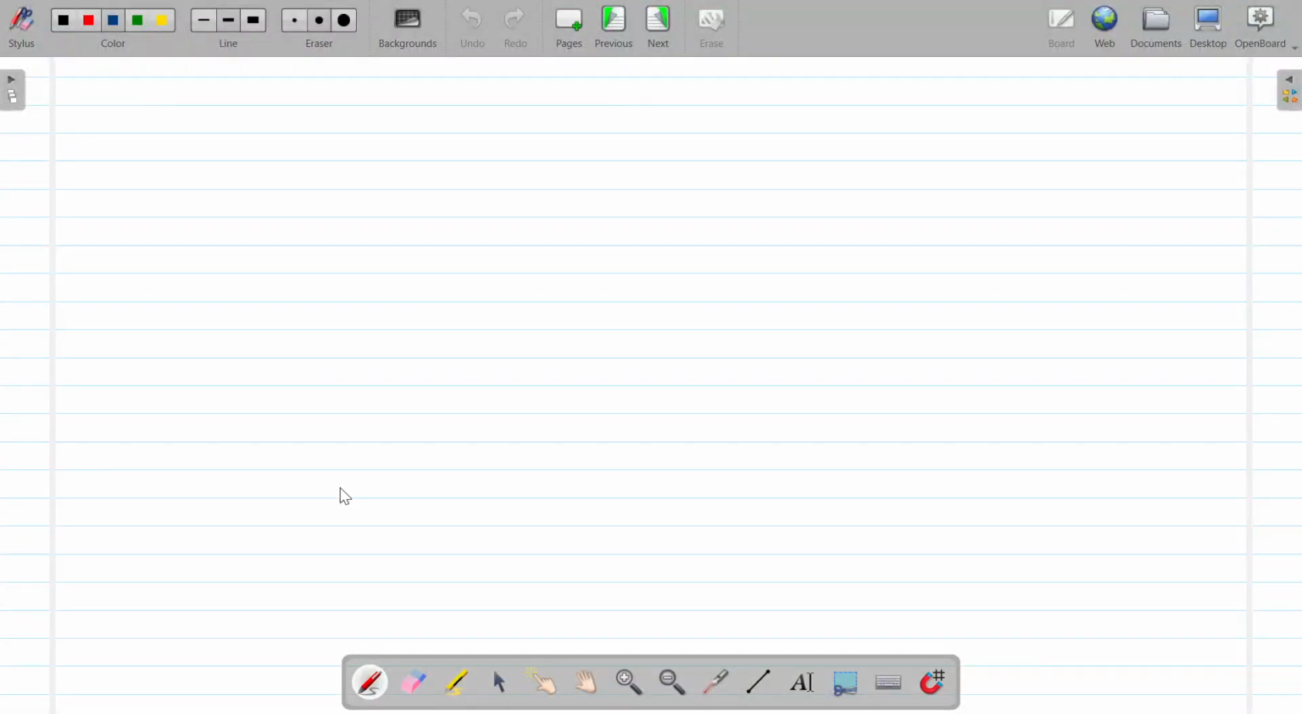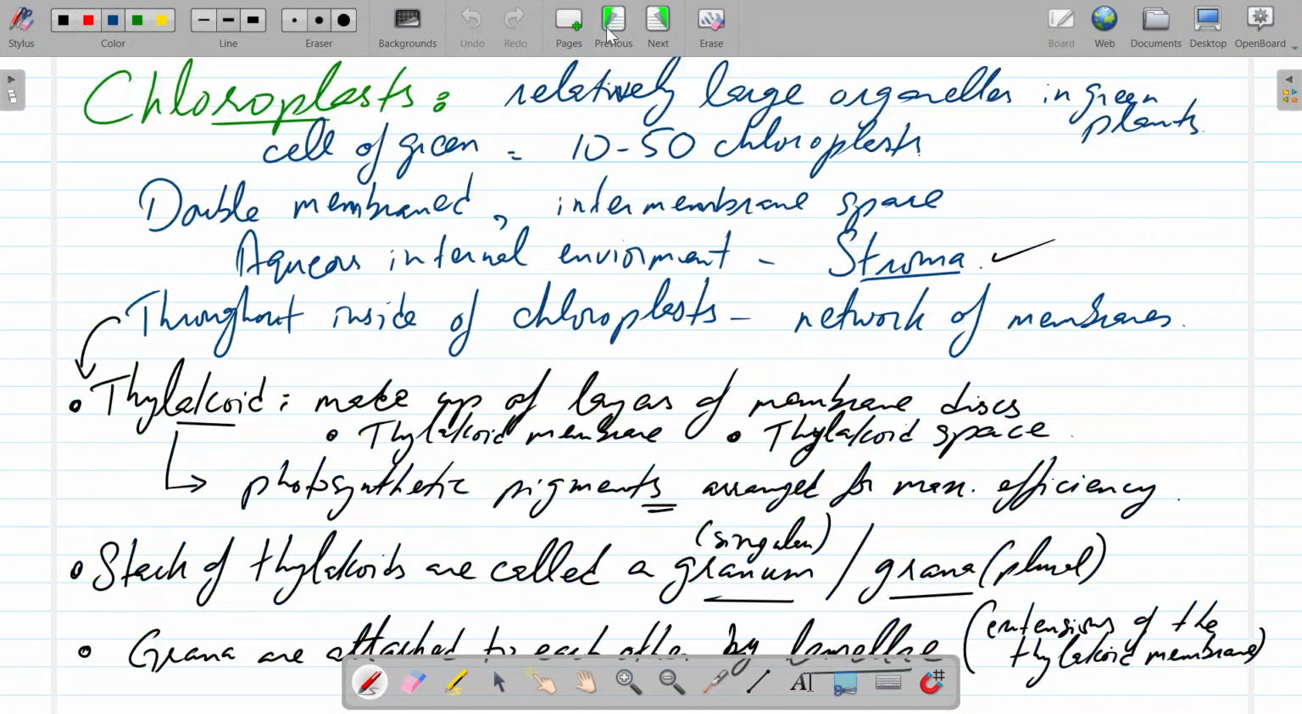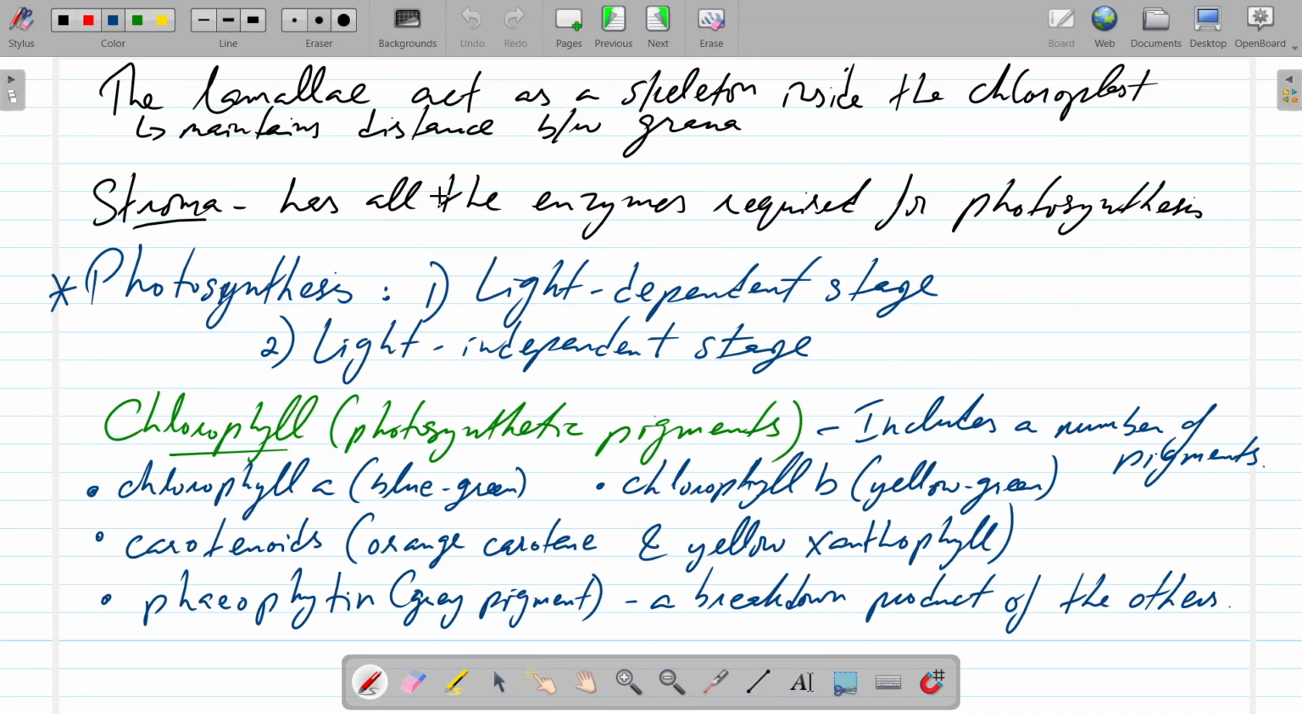All right, picking up from where we left off yesterday, we talked about the structure of the chloroplast with the double membrane, the thylakoid, so the network of membranes, the thylakoid and the grana and the lamellae. Then we talked about different pigments inside the chloroplast, generally known as chlorophylls, but there are a number of them. So you've got chlorophyll A, chlorophyll B, carotenoids, and phaeophytin.